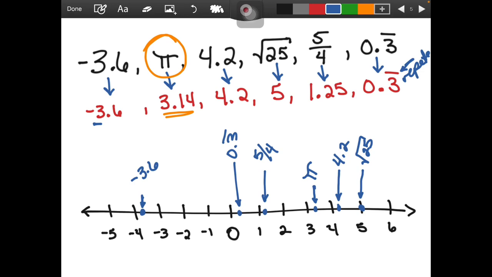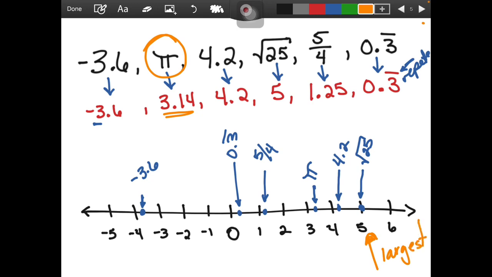So now if it asked me what is the largest number, what is the smallest number, I can look and I can say the bigger the number is going to be down here on the end, which would be the square root of 25. That's the largest.